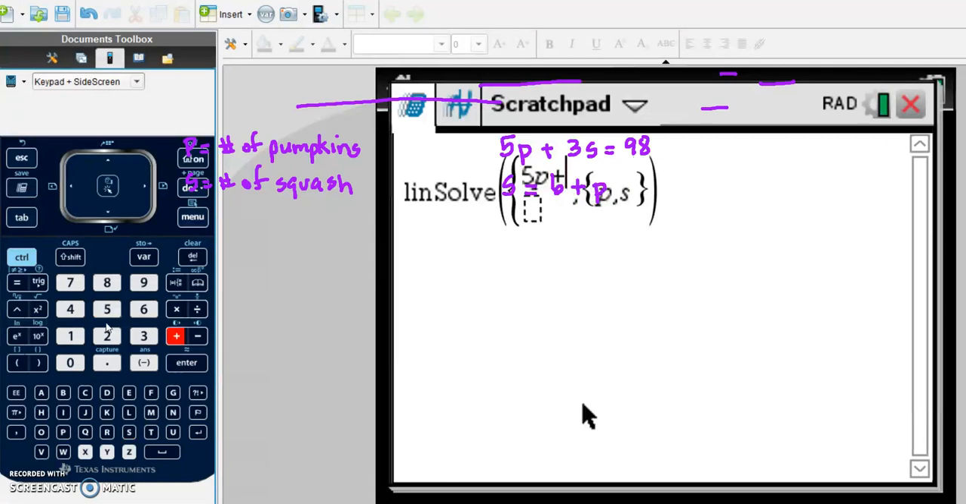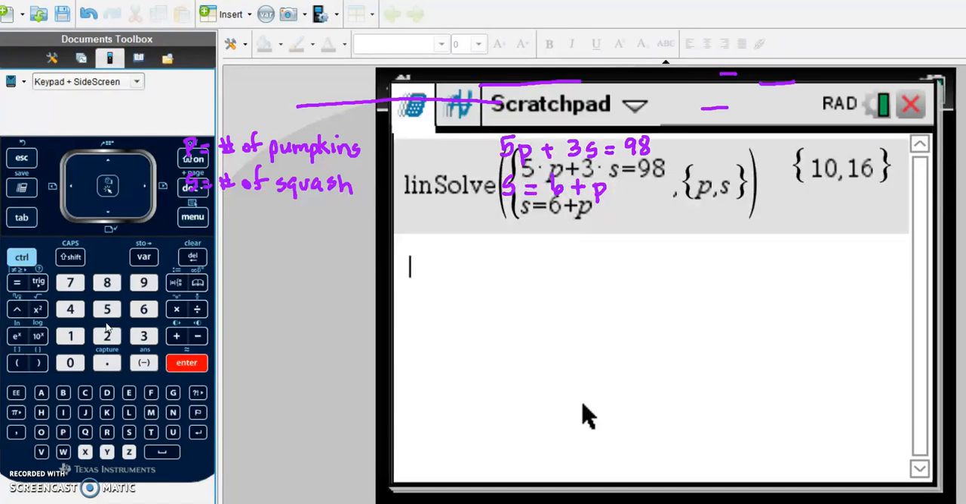5P plus 3S equals 98. And then arrow down, and I'll have S equals 6 plus P. And then I'll hit enter. So we have 10 and 16. And notice that the 10 is for the P, that's what is represented first, and then the 16 is the S. So we have 10 pumpkin and 16 squash.